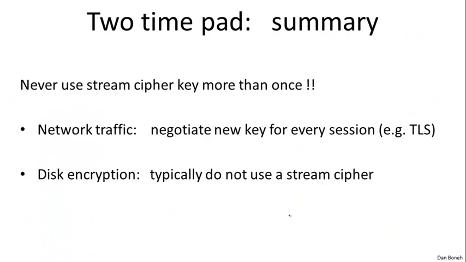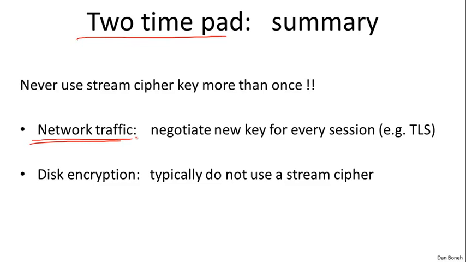So just again, to summarize the two-time pad attack, I hope I've convinced you that you're never, ever, ever supposed to use a stream cipher key more than once. Even though there are natural settings where that might happen, you have to take care and make sure that you're not using the same key more than once. So for network traffic, typically what you're supposed to do is every session would have its own key. Within the session, the message from the client to the server would look as one complete stream. It would be encrypted using one key. The messages from the server to the client would be treated as one stream and encrypted using a different key.